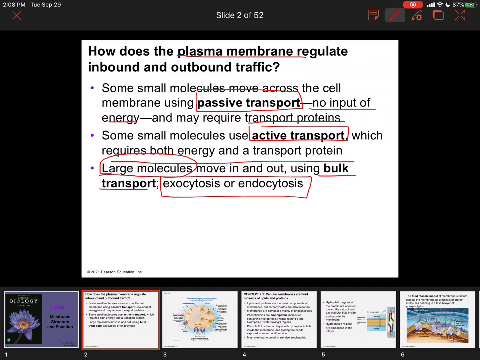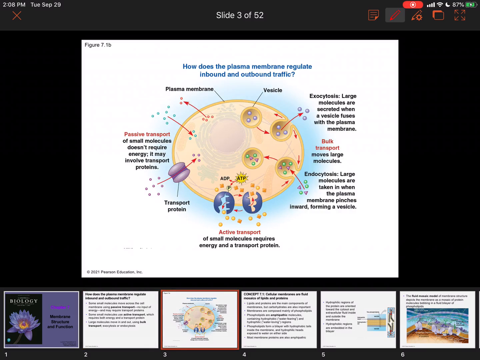Okay, so let's look at an overview of these types of transport again. Remember, we are talking about the plasma membrane, that phospholipid bilayer that surrounds every single cell in your body. We can also just call it the cell membrane. We are constantly needing to get molecules across the cell membrane back and forth, either into or out of the cell. We said that with passive transport, very small molecules can do that, it does not require energy, and it may use a transport protein.